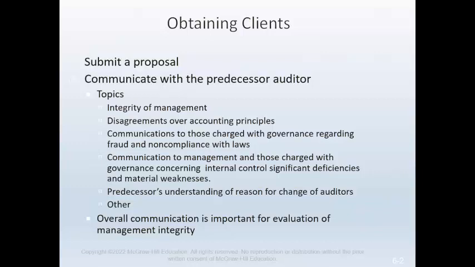The auditing standards require that successor auditors attempt to communicate with the predecessor auditors prior to accepting an engagement. Auditors should make inquiries of the predecessor auditor as noted in this slide. This communication is extremely important because it aids the successor auditors in evaluating the integrity of management and other issues related to the risk of the audit.